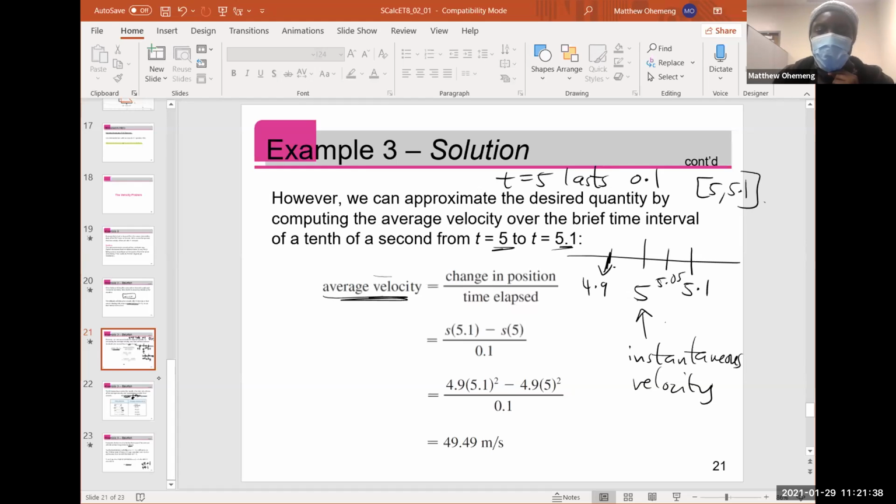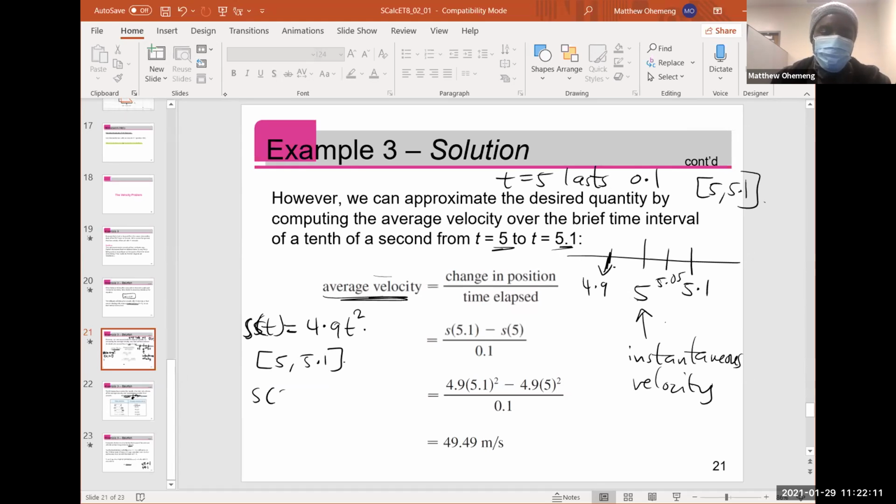So we know average velocity is change in position over time elapsed. In this question, by Galileo's law of falling bodies, we know the position at any time. The position at any time is given by what? 4.9 t squared. Now you don't need to memorize this. If I have to give you something like this, I'll give you the function. So if this is this, then what is the change in position? You're looking at within time interval 5 and 5.1, right? So how do you compute it?